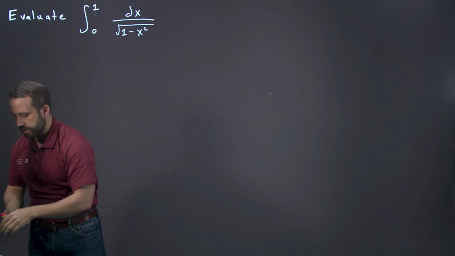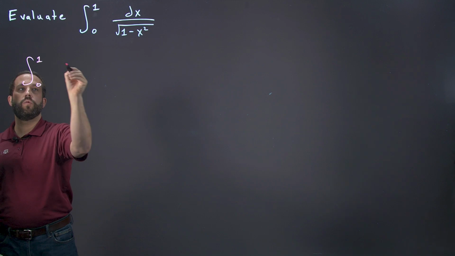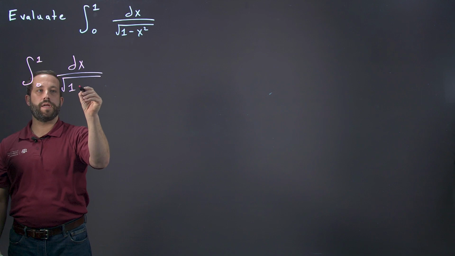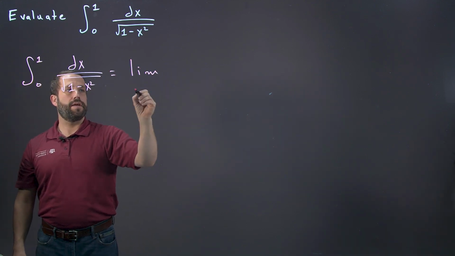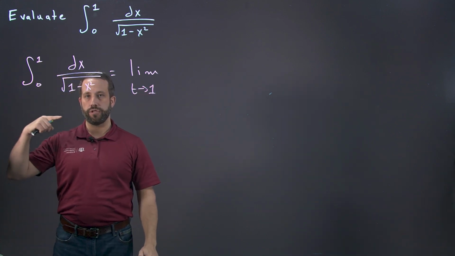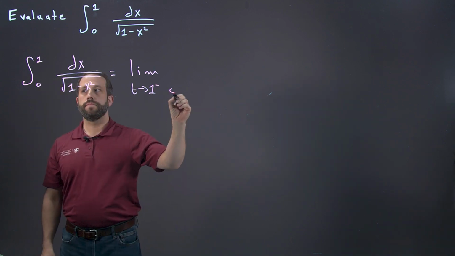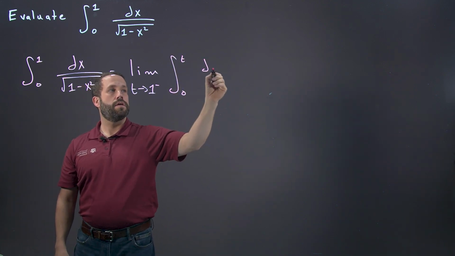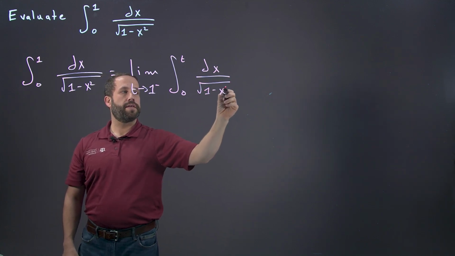And so this is an improper integral, and so we're going to have to take the limit of integrals from 0 to t. So precisely what we have is the integral from 0 to 1 dx over the square root of 1 minus x squared. This is equal to the limit as t approaches 1 from the negative side of the integral from 0 to t dx over the square root of 1 minus x squared.